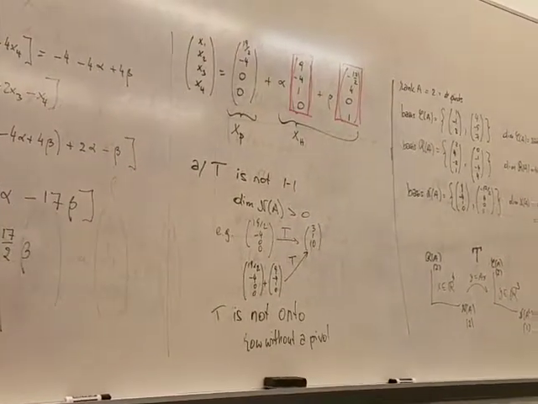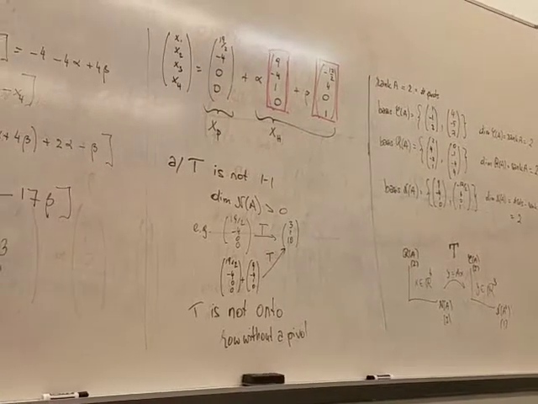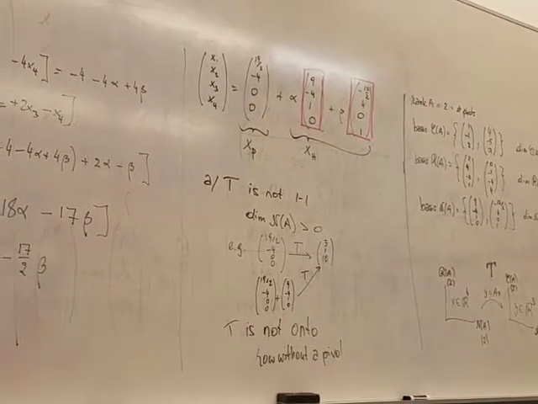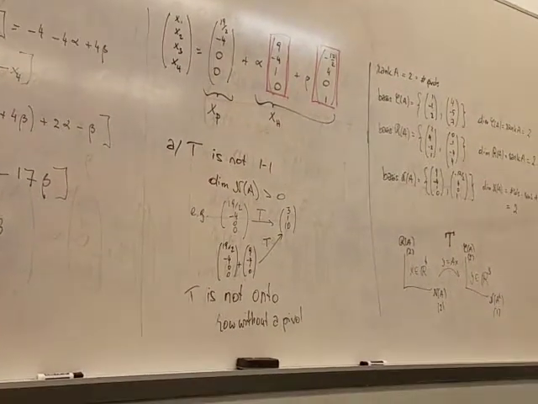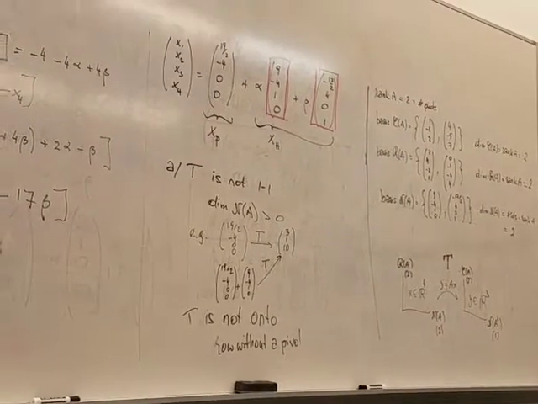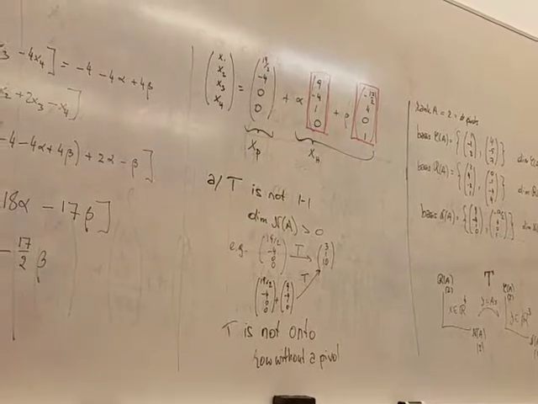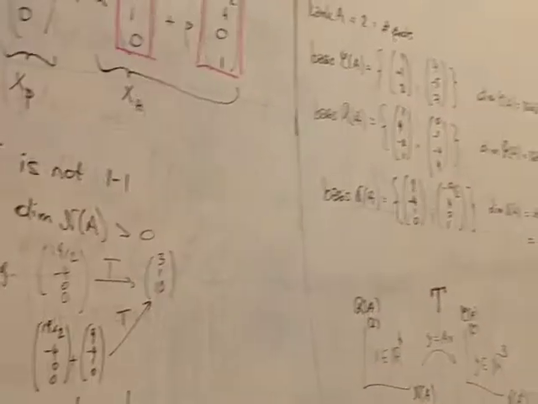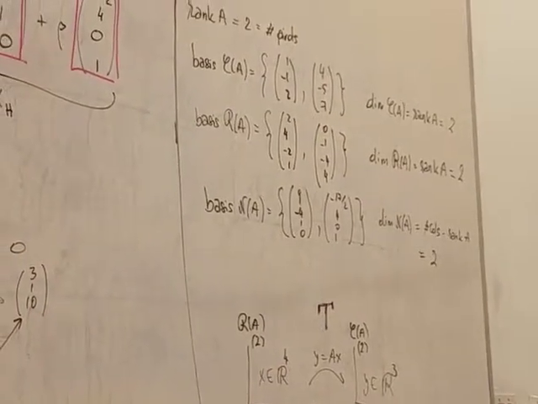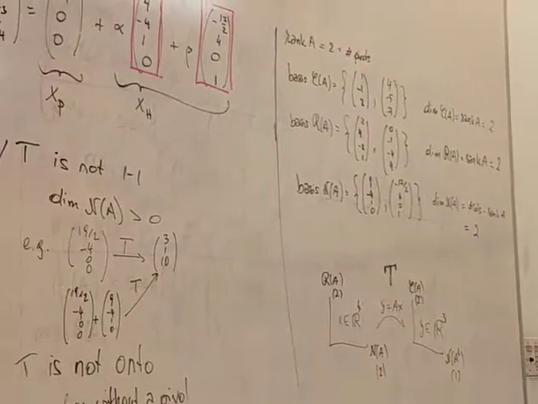So let's read it. Find the general solution to Ax equals b in the form x equals particular solution plus homogeneous solution. Okay, we did that. Is T 1 to 1? We wrote down an explanation. Dimensions and bases for null space, column space, and row space. We wrote all three. Extra credit.